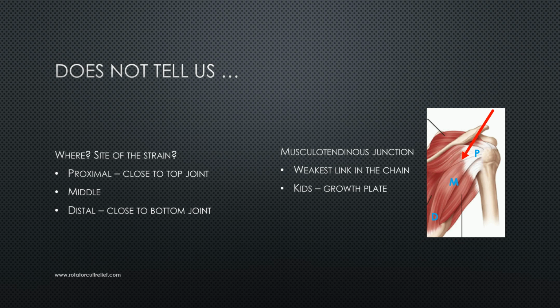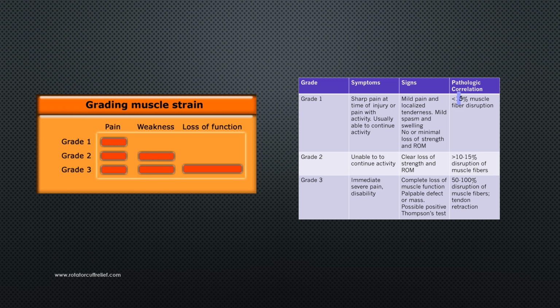So this is where imaging comes in, and in the next video, we'll discuss imaging of the rotator cuff, but we really want to know the where for the injury. So in this grading system, on the left, we have a simple chart where we're looking at pain, weakness, and loss of function. In grade 1, we have pain. In grade 2, we add weakness to the pain. And in grade 3, we add loss of function.